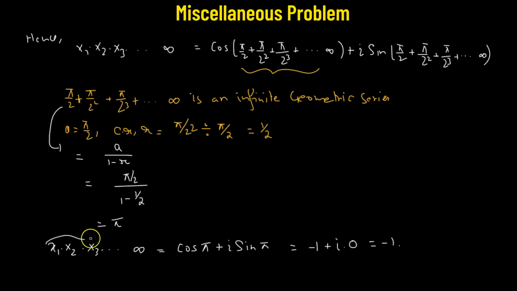Hence we have successfully shown that the product of x1 with x2, x3, and this goes all the way up to infinity, has a value of -1.